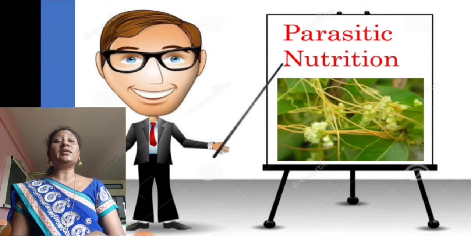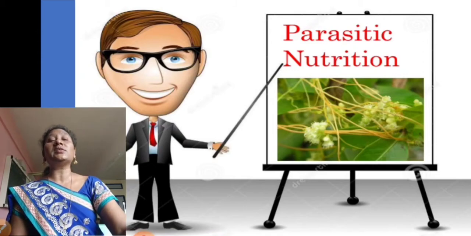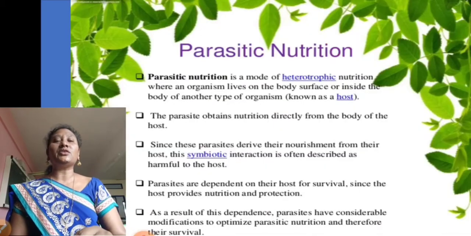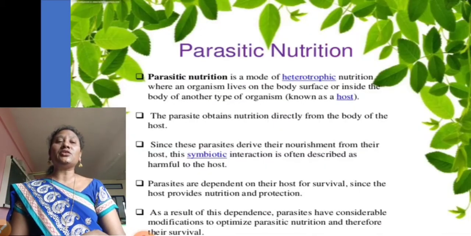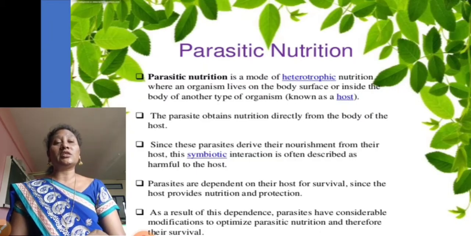And the next, third type of nutrition is parasitic nutrition. Para means depending on others. Depending on others is nothing but parasitic nutrition. What is parasitic nutrition? Parasitic nutrition is a mode of heterotrophic nutrition where an organism lives on the body surface or inside the body of another type of organism.